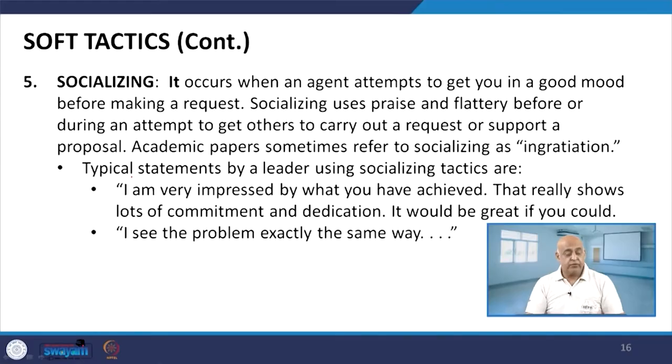Whenever the agent, meaning the leader, is trying to influence, he is not yet a leader. Once the influence is done, he will be the leader and the target will be the follower. That is why the author has used the word agent here. To get you in a good mood before making a request, socializing uses praise and flattery before or during an attempt to get others to carry out a request. So you start with praise: "Oh, your handwriting is very good, you are very sincere, you are very punctual." That is the praise and flattery you start with.